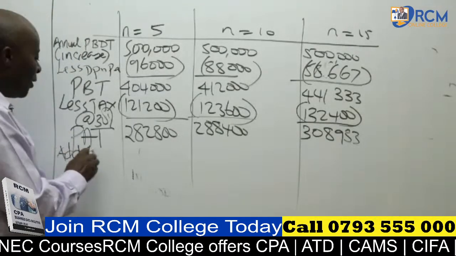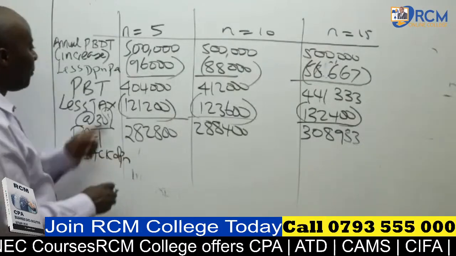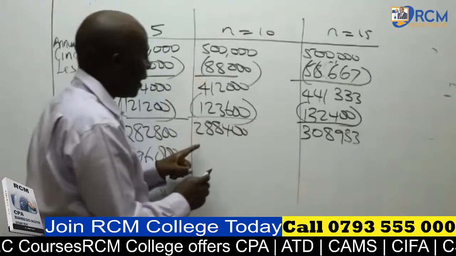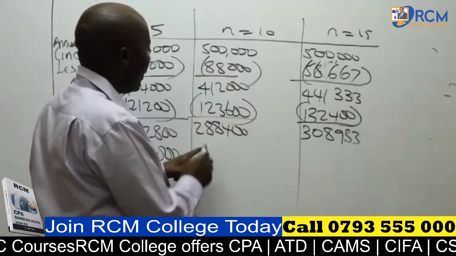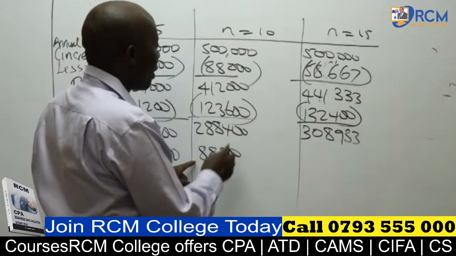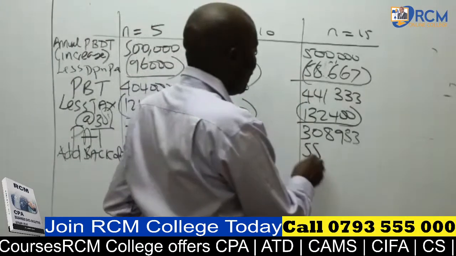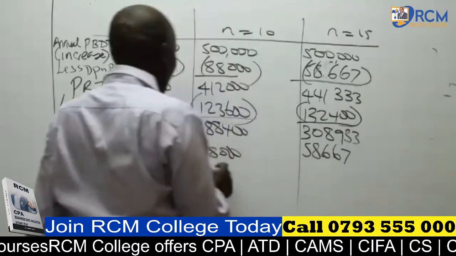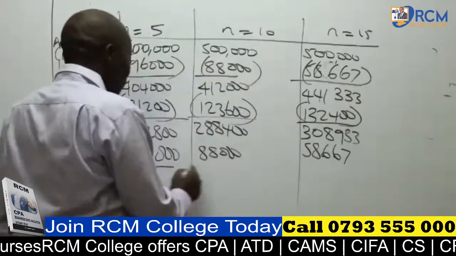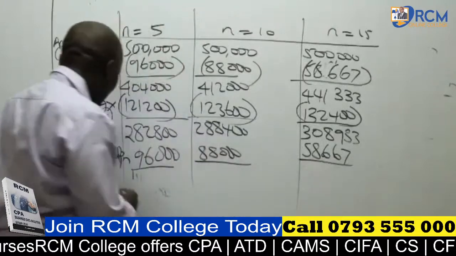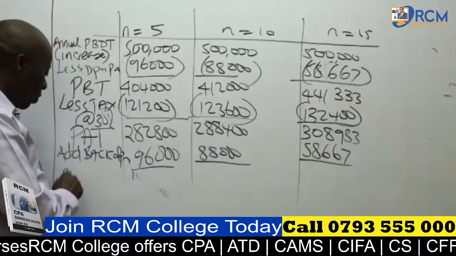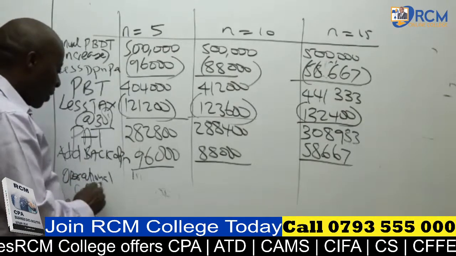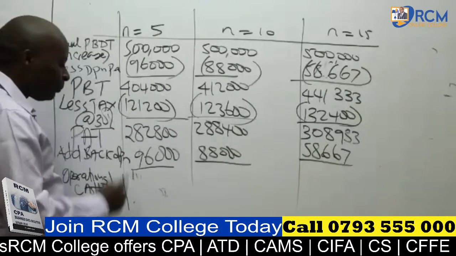Add back depreciation amounts. I have them here, 96,000, 88,000, 58,667. So, ladies and gentlemen, could you kindly come and add them for you to give us the operational cash flow from our operations.